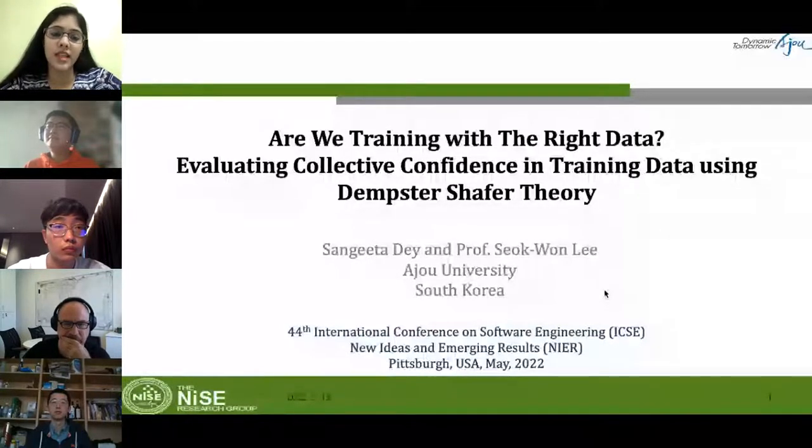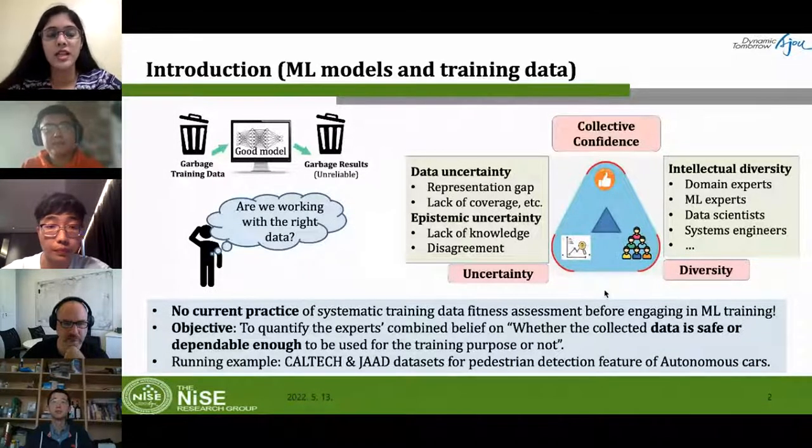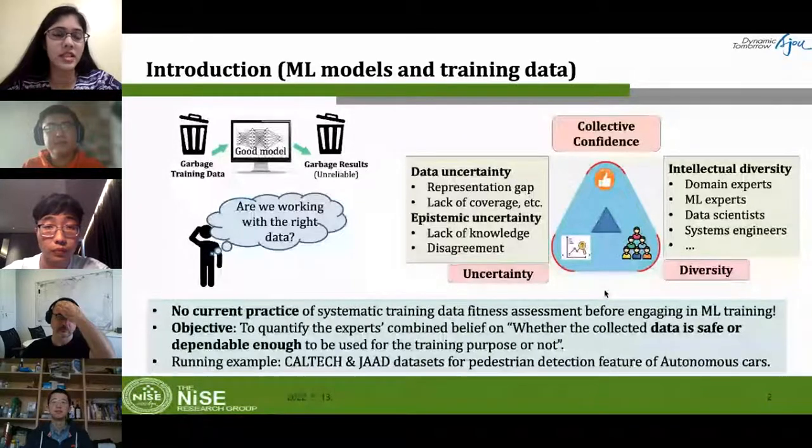As we know, in the days of AI, machine learning models are trained with heavy data, and the output of the machine learning model depends on the quality of the data. Therefore, in this paper, we argue that we should understand the data first, especially in the case of safety-critical systems.